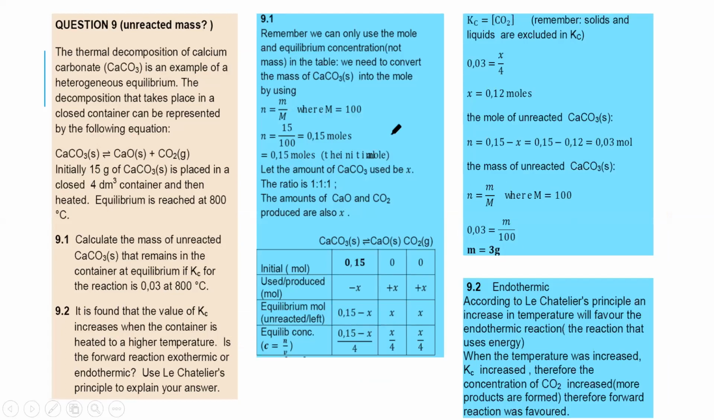When the container is heated, which means that you increase the temperature. Is that correct? So you increase the temperature, a higher temperature. So when you increase the temperature, what will happen? According to LCP, Le Chatelier's principle, an increase in temperature will favor the endothermic reaction. So you increase the temperature and the reaction will decrease the temperature by speeding up the endothermic reaction.